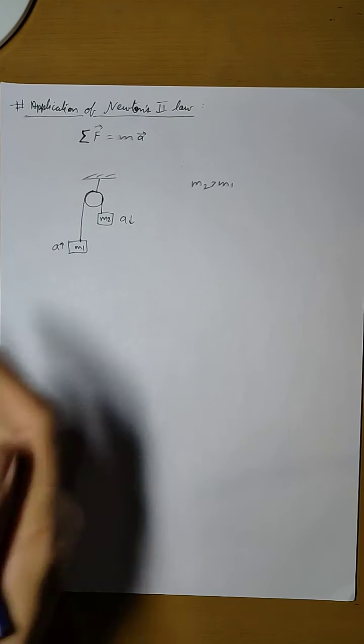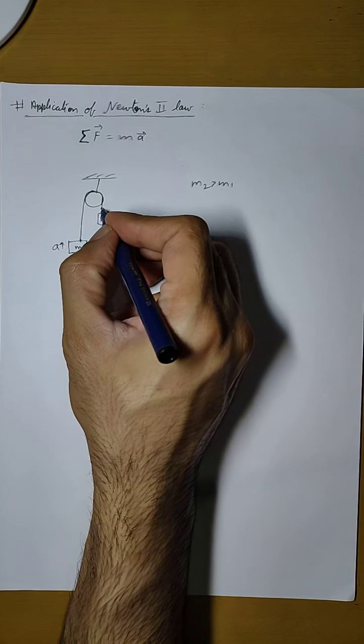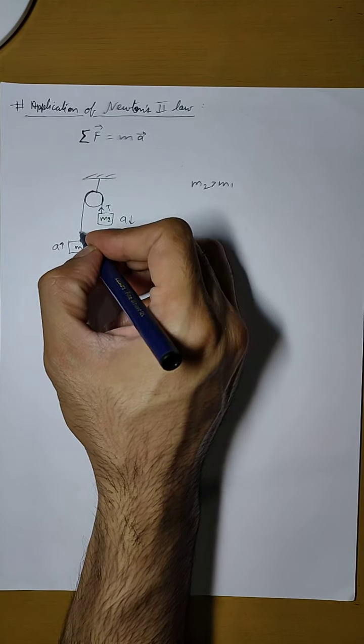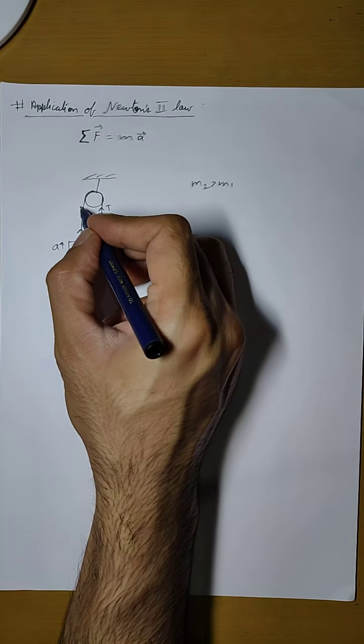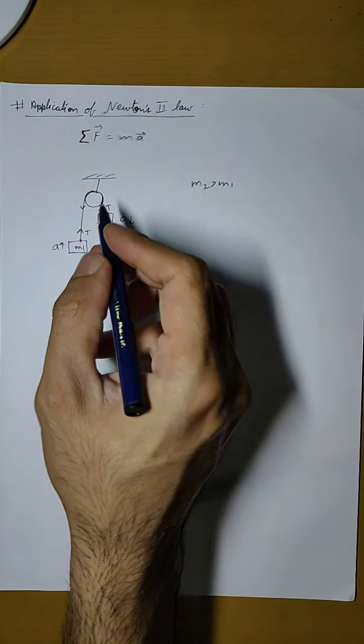Now because of the string there will be tension also. Here the tension will be in the upward direction, and this is also tension in the upward direction, and from this point of contact the same tension will be like this.